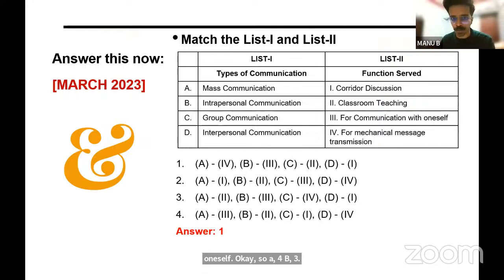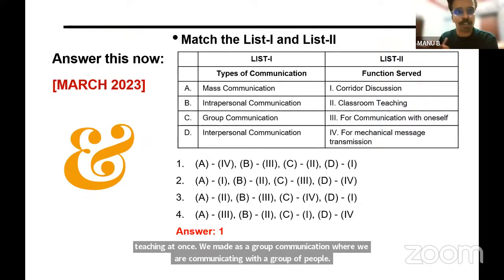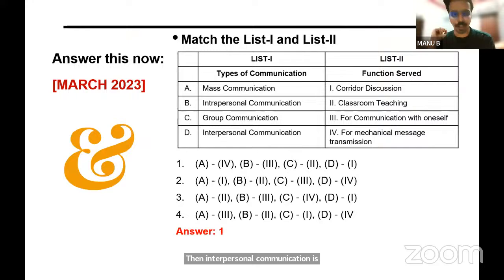Group communication is classroom teaching. Okay, C2. Classroom teaching can at once be made as a group communication where we are communicating with a group of people. Then interpersonal communication is obviously corridor discussions with your friends or teachers or anything can be interpersonal communication. So that happens to be the right answer.